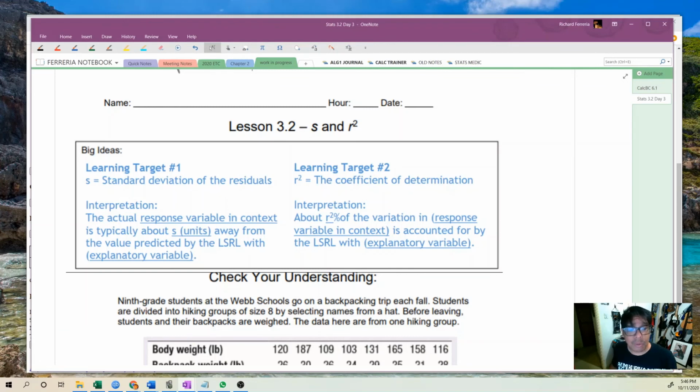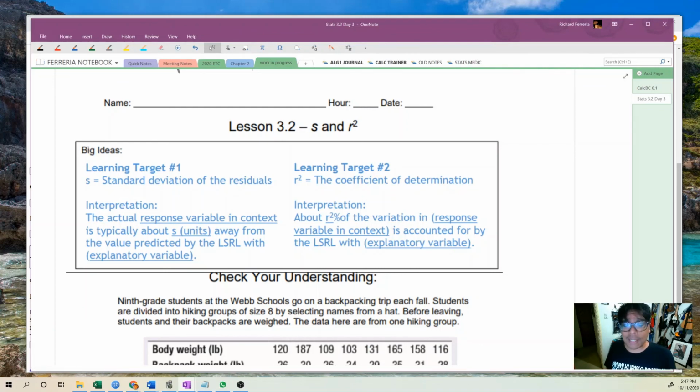R squared has a really cool name. It's called the coefficient of determination. That's metal, man. The interpretation here is about R squared percent of the variation. We got 0.877, so we would say about 87.7% of the variation in the response variable in context is accounted for by an LSRL with the explanatory variable.